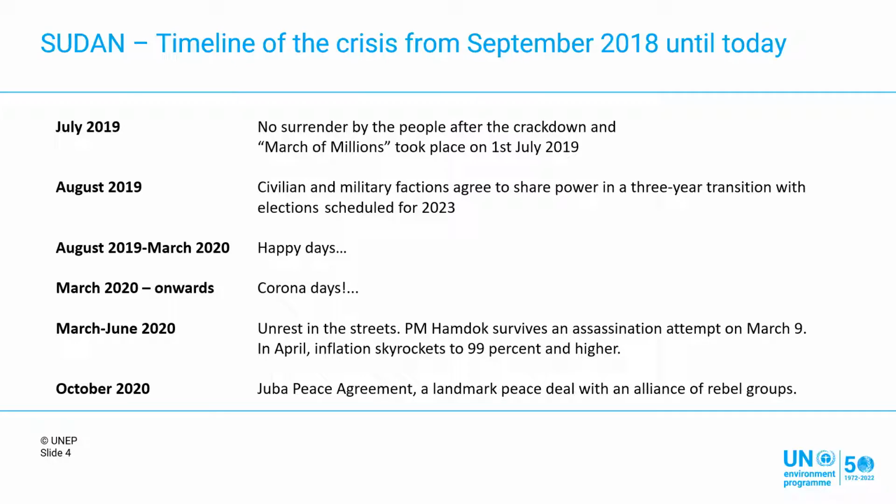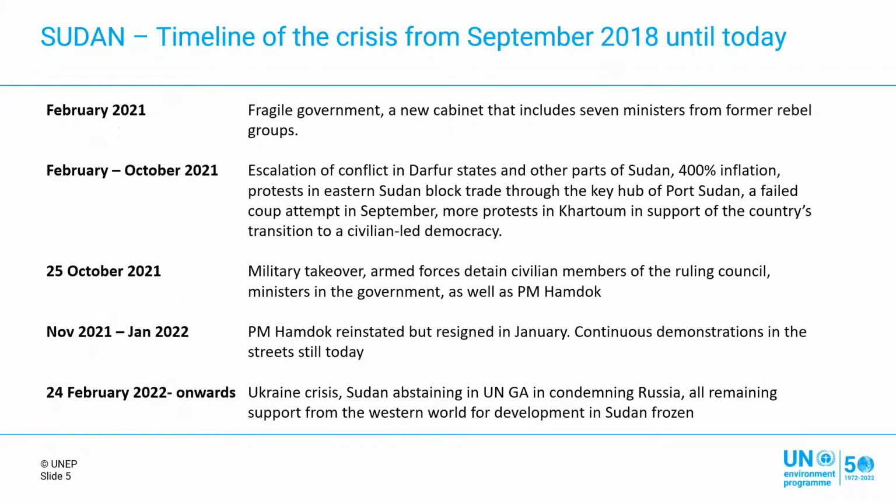And in October 2020, a very important peace agreement was signed. Everything was going quite well, but still the government was very fragile, because the new cabinet after the peace agreement had to include former rebel groups. Meanwhile, the Darfur states started seeing again an escalation of conflict, and that is still our project site. So we had to adjust ourselves accordingly.